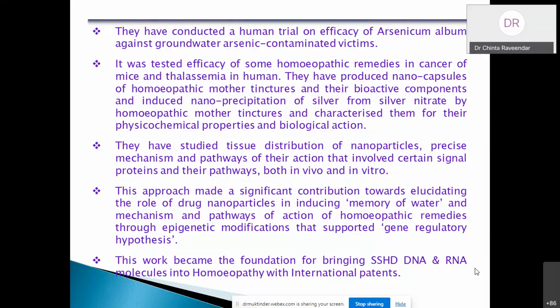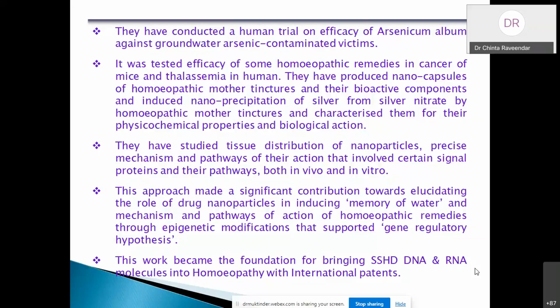So the efficacy of some homeopathic remedies was tested in cancer in mice and thalassemia in humans. They have produced nano capsules of the homeopathic mother tincture and their bioactive components, and induced the nano precipitation of silver from silver nitrate by the homeopathic mother tincture, and characterized them for their physicochemical properties and biological action. They have also studied the tissue distribution of these nanoparticles, and the precise mechanism and pathways of their action that involve certain signal proteins, both in vivo and in vitro.